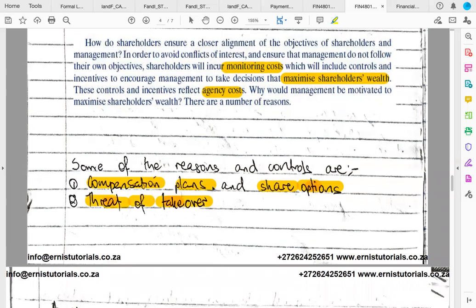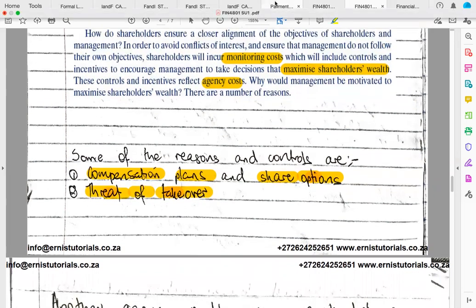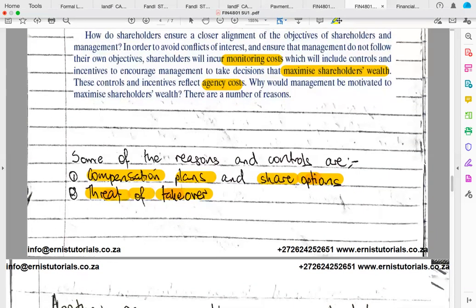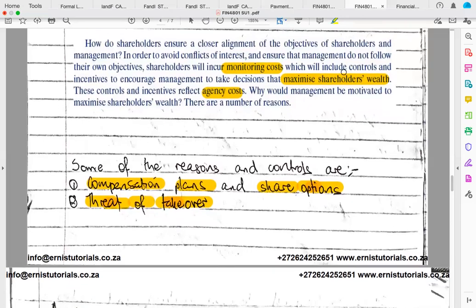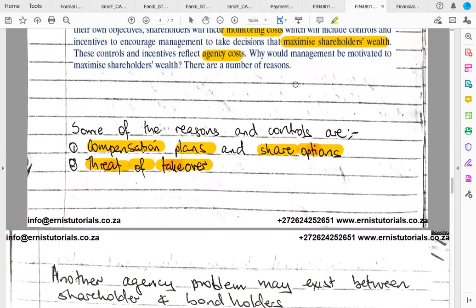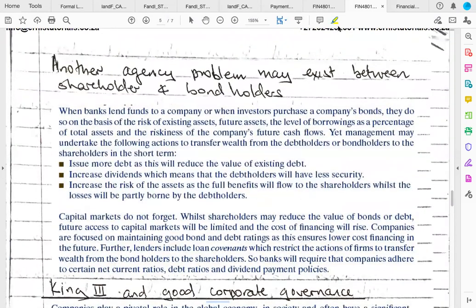So to try to prevent that, managers might end up acting in the best interest of shareholders and not acting in their own best interest. So that can also help to control the agency problem. It's a real big problem that a lot of companies will try to make sure that management act in the best interest of shareholders by making sure they have compensation plans, share options, and also managers by themselves might also have the fear of takeovers.